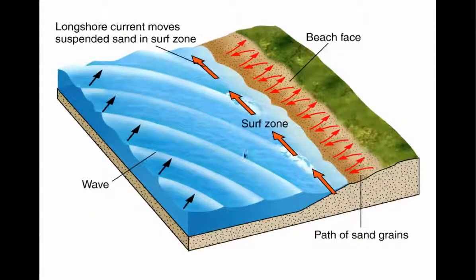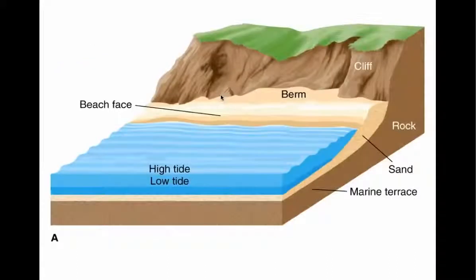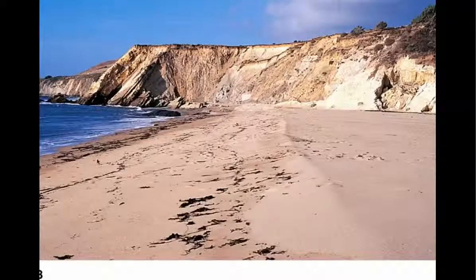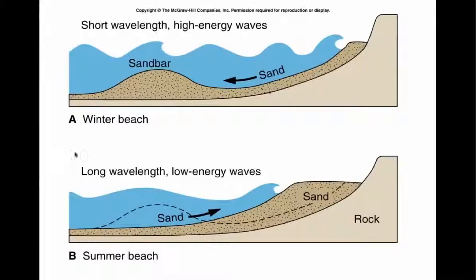Again, when waves come in at an angle, you're going to see this kind of up and back motion. It's a longshore current. Let's identify some parts. Here's the beach face, the berm, and the cliff. In a real beach, here's the beach face, the berm, and the cliff. Now, when are beaches bigger? Here you go. In winter, the big waves tend to eat away at the berm and the face. In the summer, both tend to be a little bit bigger.